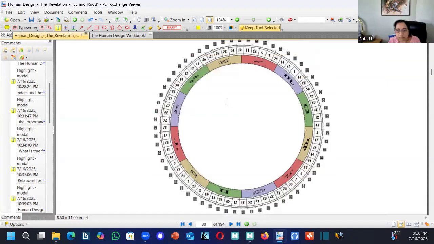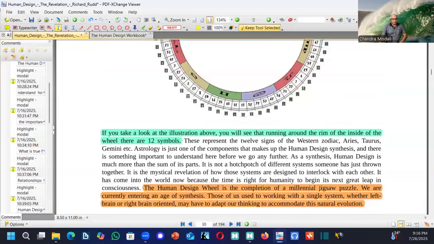Okay, which is nothing but the planets and then divided into the same sections. If you take a look at the illustration above, you will see that running around the rim of the inside of the wheel, there are 12 symbols. These represent the 12 signs of the Western zodiac, Aries, Taurus, Gemini, etc.